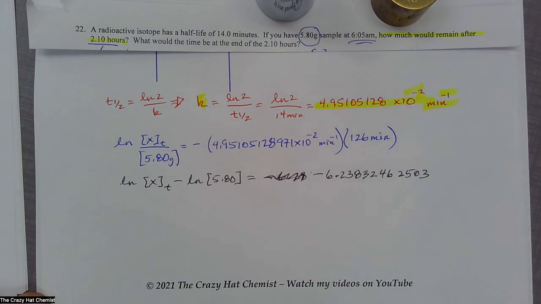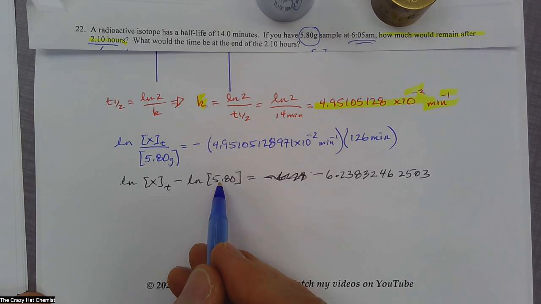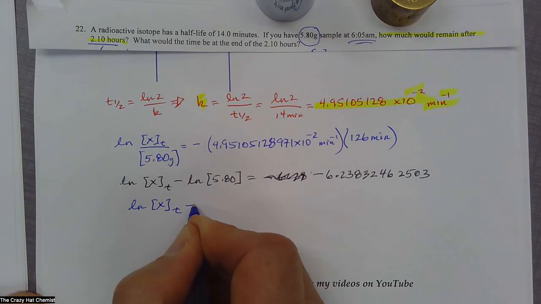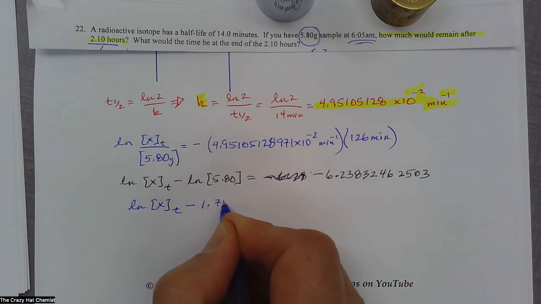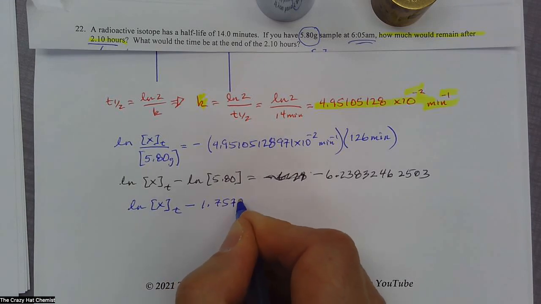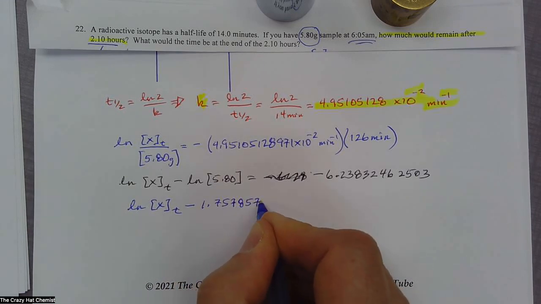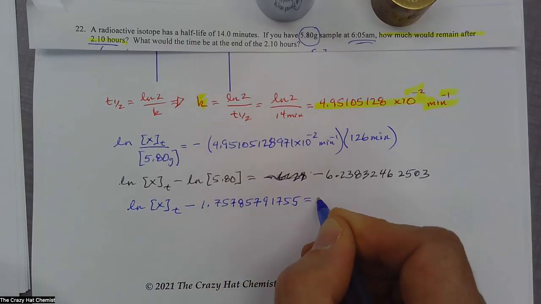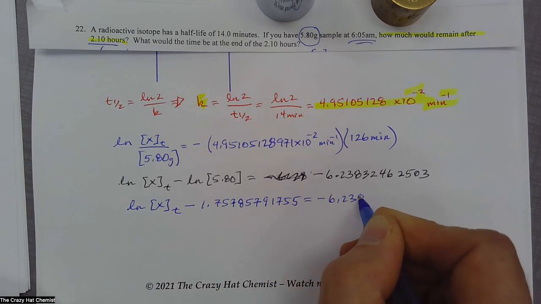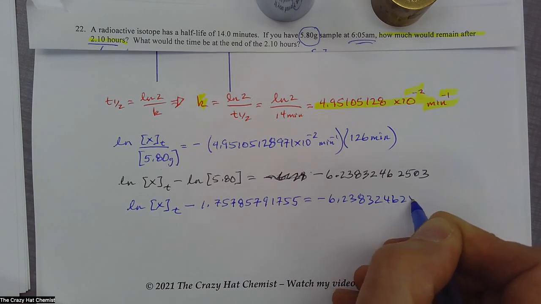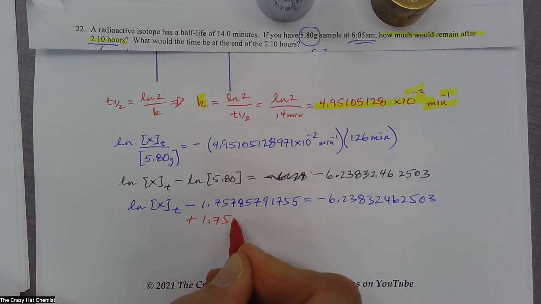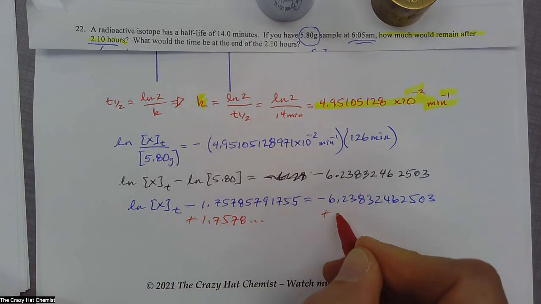Now we need to solve for the natural log of x sub t. So natural log of x sub t minus 1.757857... 91755 is equal to negative 6.23832462503. And we're going to solve this using your fantastic Algebra 1 skills, and that would be adding 1.7578... to both sides.